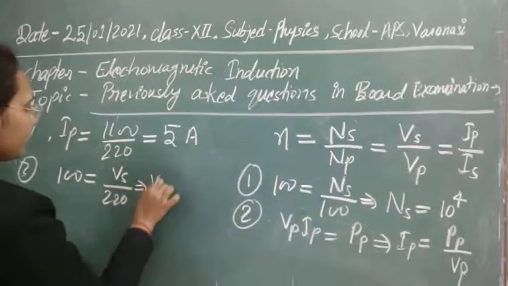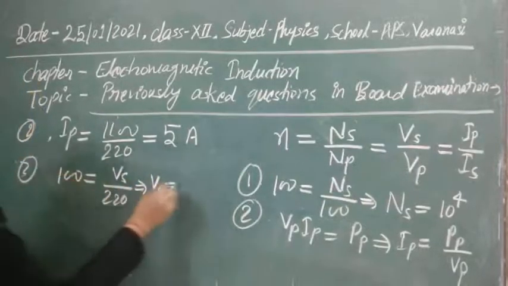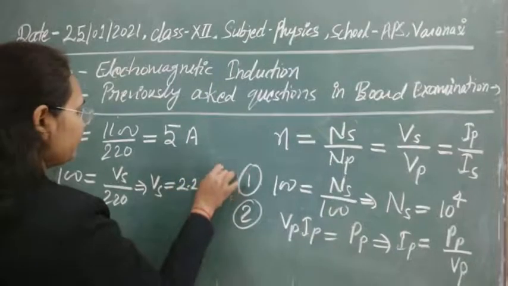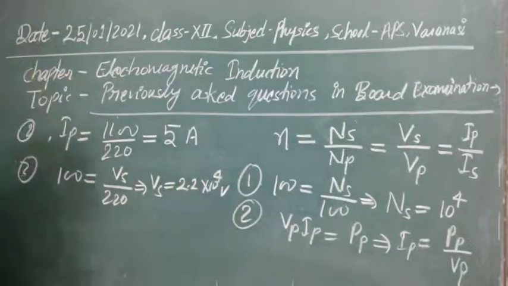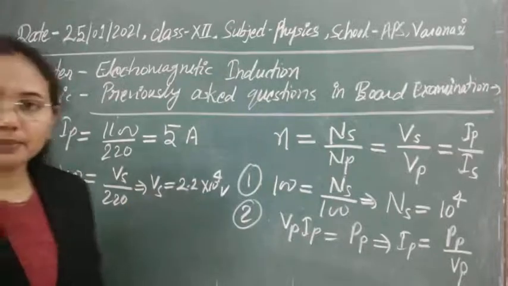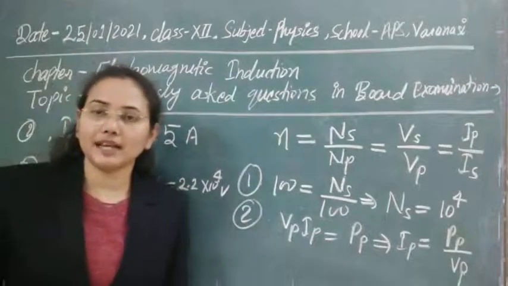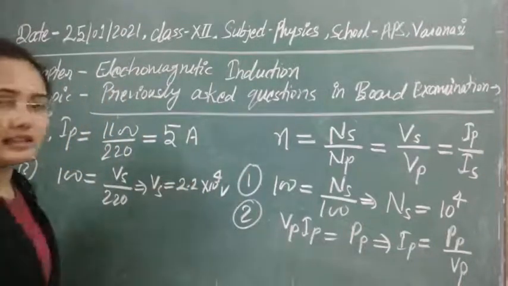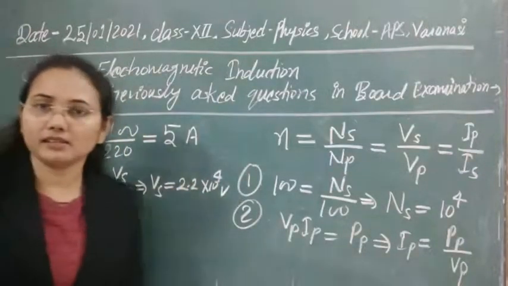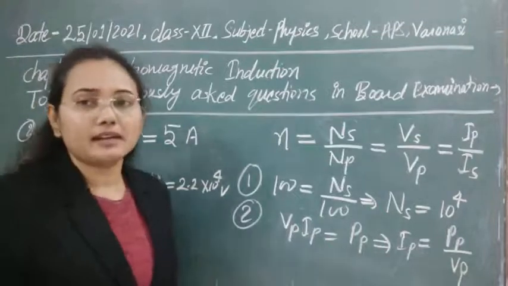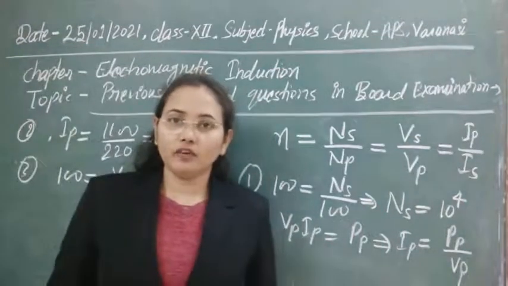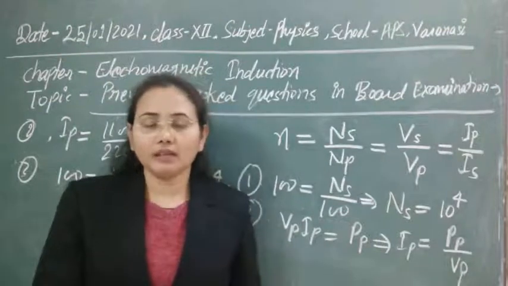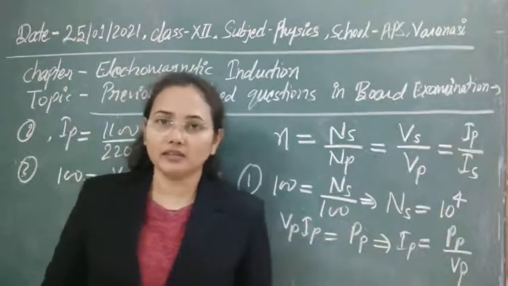So the value of Vs will basically be 2.2 into 10 to the power 4 volt, you can write it. So obviously if there is a step up transformer, then the voltage in secondary should be greater than the voltage in primary. So here we are seeing that the voltage is greater than primary, it means that our answer is right. So sometimes you can understand whether you are using the correct formula or not by the concepts also. So just clear your concepts and that will help you to solve numericals also.